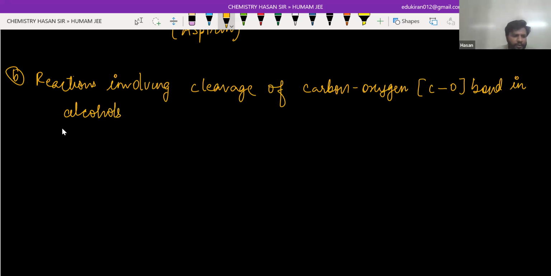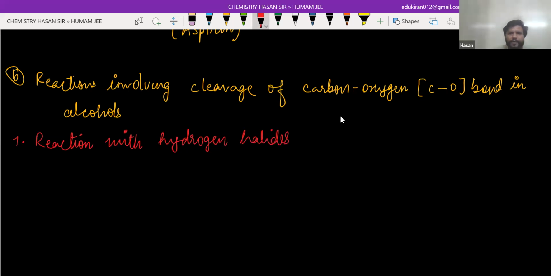So the first reaction we already did in the previous chapter. I'm going to write the name as well. Reaction with hydrogen halides. Okay. So basically, see what happens when you are going to react alcohol with hydrogen halides. Like this is the scenario: ROH plus HX.